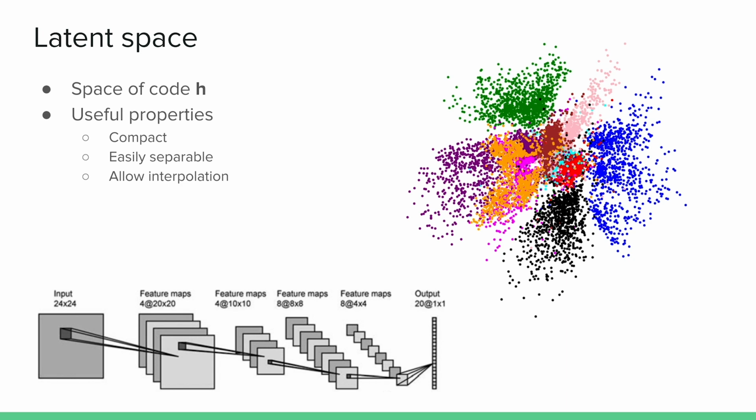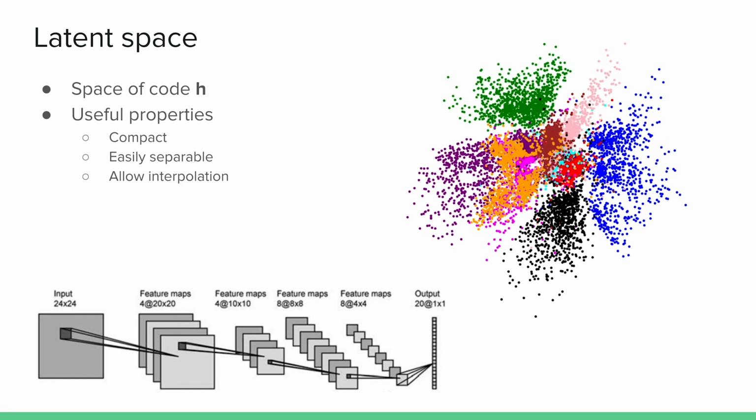I already talked about this latent space. Let's talk a little bit more about it. The space that our hidden variable h is in is probably n-dimensional, depending on the number of neurons that we have there, and it's the space of this code h. We want this latent space representation to have certain properties. One would be that it's compact. We don't want to overdo it there. We easily want to separate different classes.